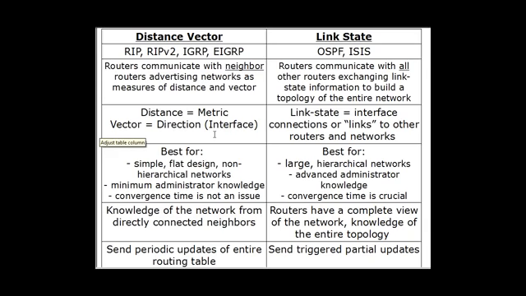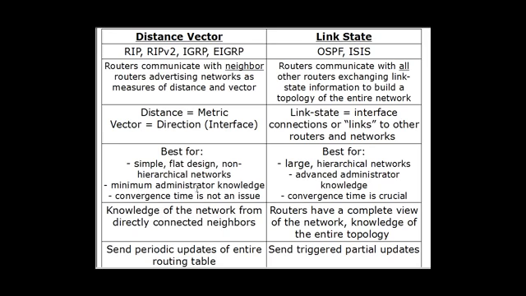And then vector means direction, which in this case with routers would be which interface you are going to go out of. And with link state, the words link state refer to the interfaces on the routers, or the links to other routers and other networks. So when you talk about a link state, we're talking about the state of the link or connection to another network. And of course, the links can go up or down. All right. Distance vector, what's it best for? Distance vector is best for simple networks of a flat design, non-hierarchical networks like hub and spoke networks.